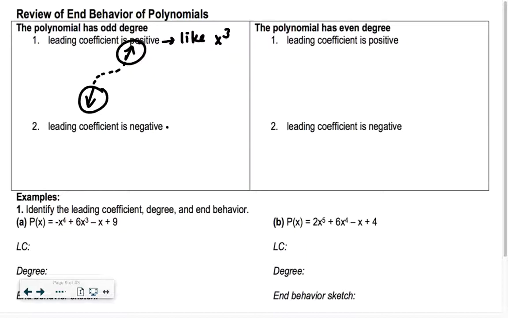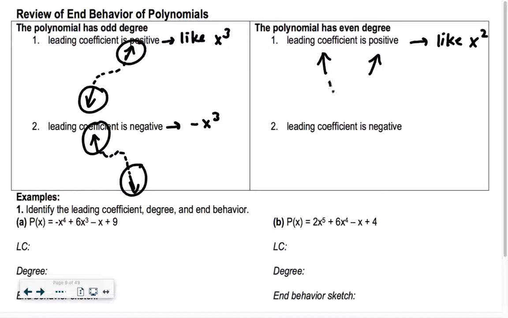If the leading coefficient is negative, but the degree is odd, it's going to be the other direction, which is what Maury usually calls the John Travolta. Both of those are, you know, putting your fingers up in the air. One's up and one's down. Even degree, that's going to be like x squared. So it's going to be where both of them go up. And then negative is where they're going to both go down.